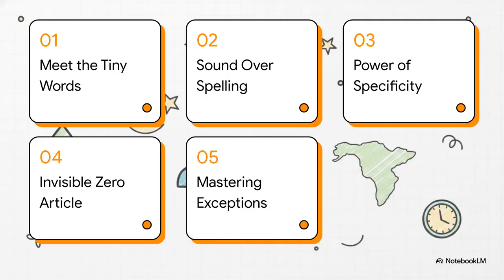Okay, let's take a quick look at our roadmap for today. We're going to start by meeting these tiny words, then learn why sound totally trumps spelling. After that, we'll explore the power of being specific, uncover the invisible zero article, and finally, wrap up by mastering those tricky exceptions that seem to break all the rules.